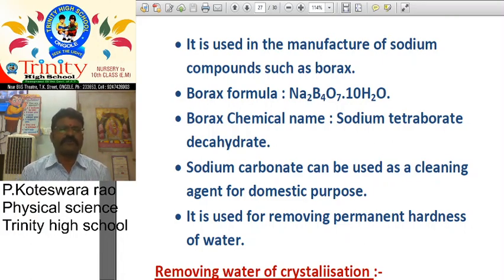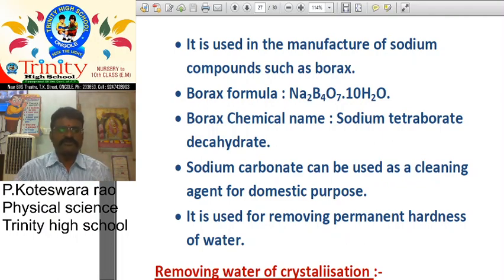So what is the chemical name of borax? The borax chemical name is sodium tetraborate decahydrate. So the second use of washing soda is in the manufacture of sodium compounds such as borax. The borax formula is Na2B4O7.10H2O, and its chemical name is sodium tetraborate decahydrate. This is the second use.